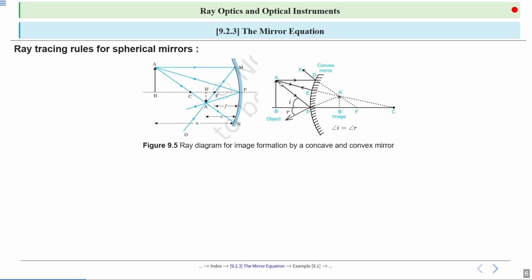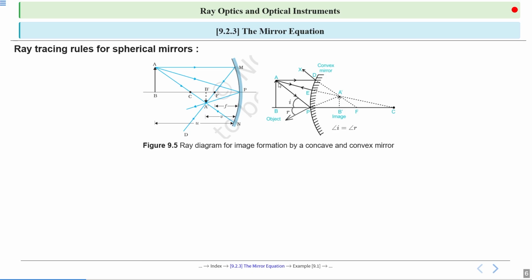Now in the case of the convex mirror, the ray that is going parallel to the principal axis appears to come from the focus. You can see there is a focus, so this ray after reflection appears to come from the focus. Second, a ray that is falling on the pole is reflected according to the law of reflection.